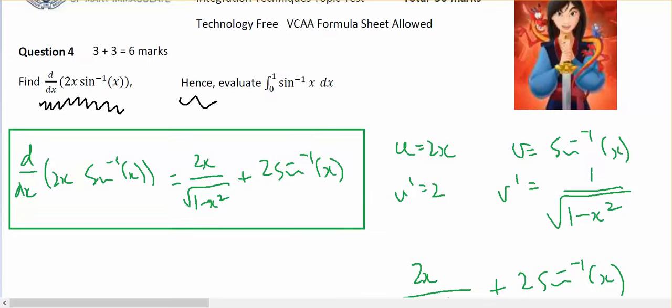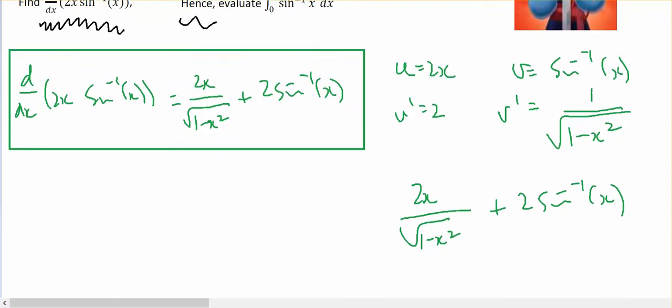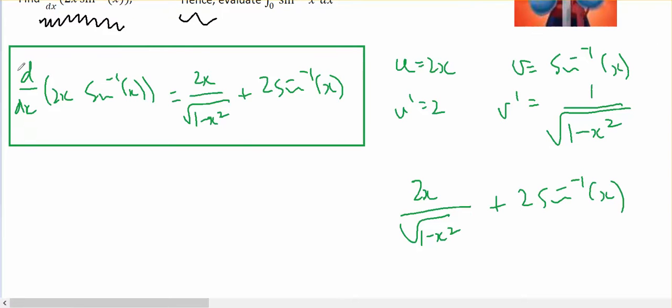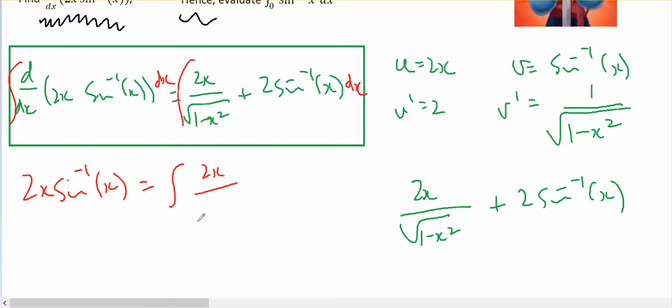Part B then says, hence evaluate this. Okay, so now I'm going to integrate both sides of this expression with respect to x. The integral of the derivative of 2x inverse sine of x will equal the integral of 2x on top of the square root of 1 minus x squared dx plus 2 integral of inverse sine of x dx.